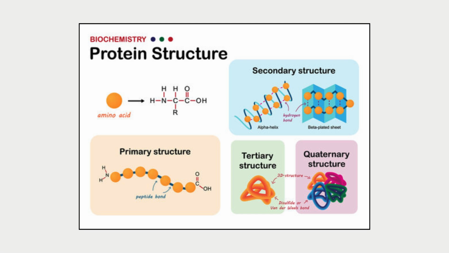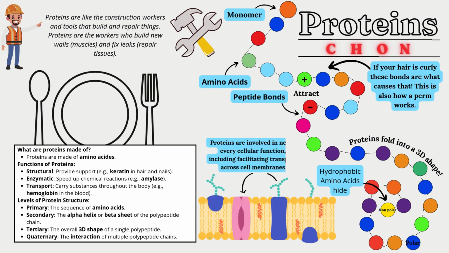Each amino acid will have this kind of structure with your hydrogens, nitrogens, carbons, and oxygens. Proteins are very important with your cell membrane. They are involved in nearly every cellular function, including facilitating transport across cell membranes. Those little pink and blue blobs in your cell membrane are what is able to bring in sugars, bring in salts, and transport water across that hydrophobic cell membrane that we've talked about.